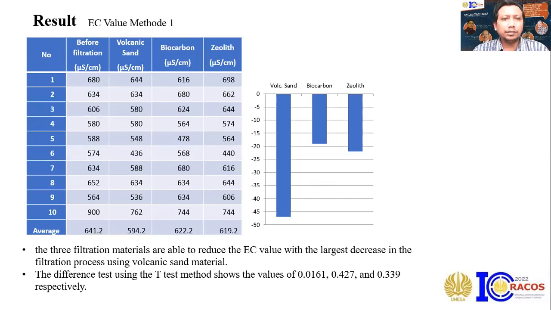Results on EC values with method 1. The 3 filtration materials are able to reduce the EC values, with the largest decrease in the filtration process using volcanic sand material. The t-test method shows that the significant result is only filtration with volcanic sand, but the filtration with biocarbon and zeolite shows that there are no significant differences.